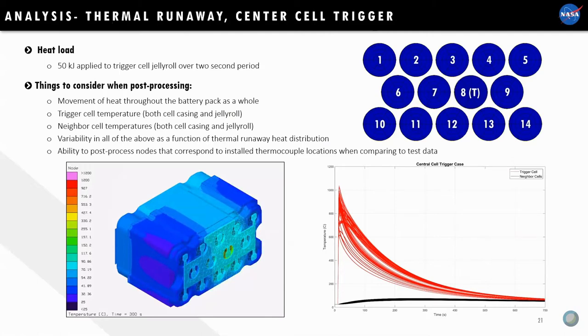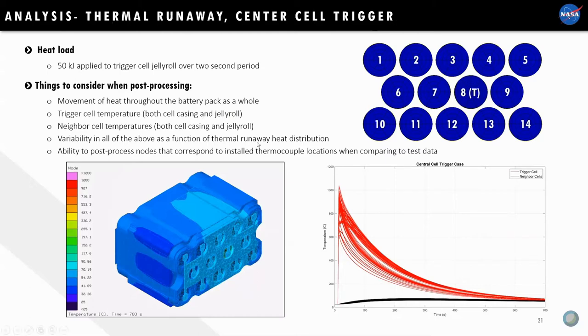Now we're going to move on to the thermal runaway analysis cases and results and talk about how to post-process this information. For the purposes of this analysis, we applied 50 kilojoules to the trigger cell jelly roll over a 2-second period. You can see our trigger cell labeled with T in the diagram in the top right corner. Again, this was the higher fidelity 18650 model that Jonathan mentioned earlier.